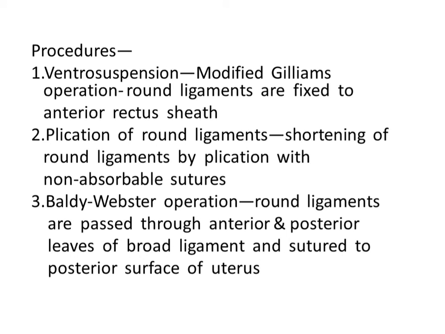Take the round ligaments from the anterior position to behind the uterus, and then suture them to the posterior surface of the uterus. Fix it with non-absorbable suture to the posterior surface of the uterus. So that means you're shortening the round ligaments and tightening them so that the uterus is pulled anteriorly. All these procedures you may have to do along with the surgery for the primary disease in fixed retroversion.